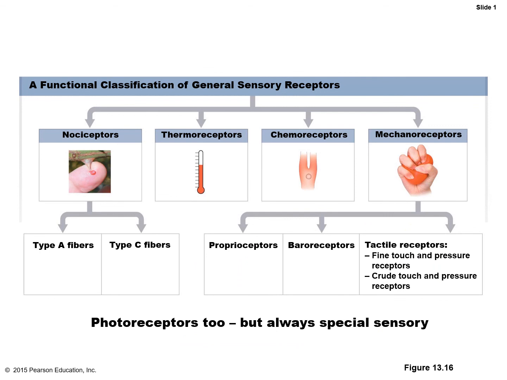Now, before we get too far into the special senses, we're going to talk about general sensory receptors and their different classifications. We have nociceptors, thermoreceptors, chemoreceptors, and several types of mechanoreceptors. We're going to be going through each one. Now, photoreceptors are a type of general sensory receptor, but they're always considered special sensory, and we're going to talk about that more later.